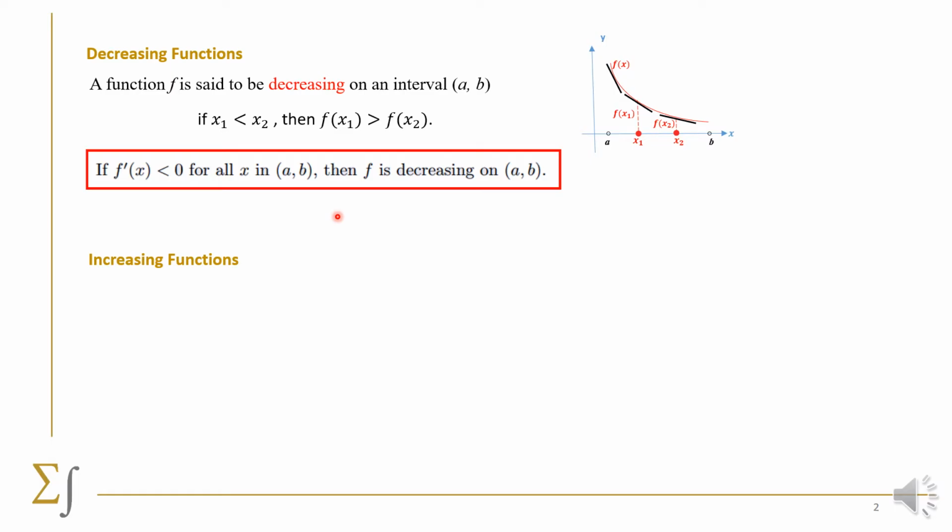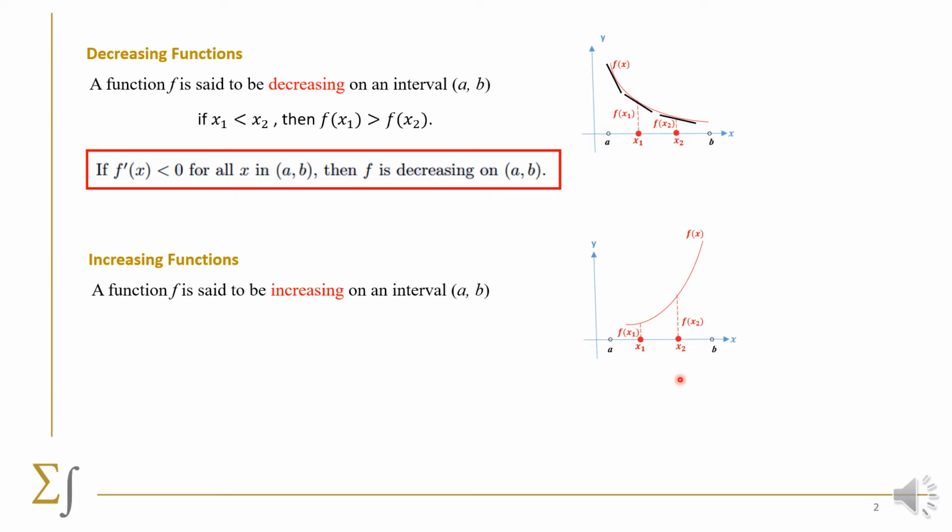Now we move to increasing functions, and again here is the x-axis, here is the y-axis, and here is the function f of x. We see that this is an increasing function. If I take 2 points x1 and x2, and I find f of x1 and f of x2, we see that f of x1 is smaller than f of x2, and hence we say that the function is increasing on the interval a, b. So whenever x1 is less than x2, and f of x1 is less than f of x2, we say that the function is increasing.